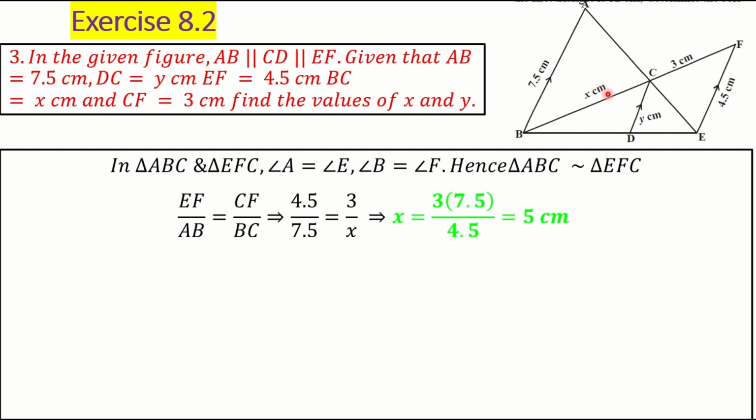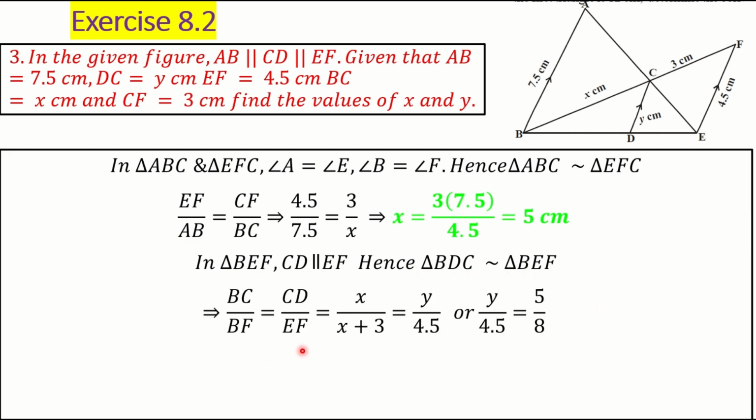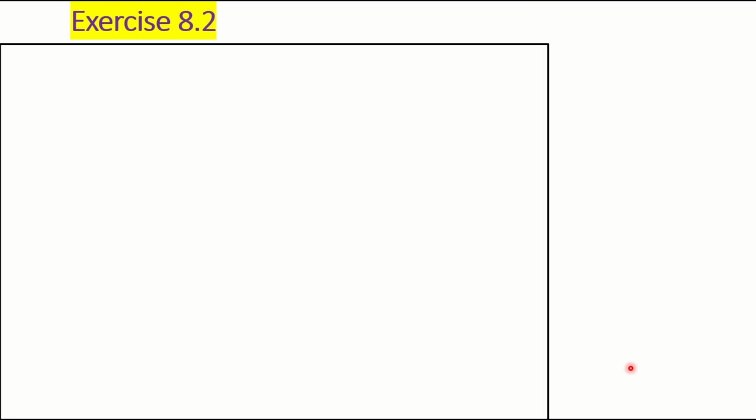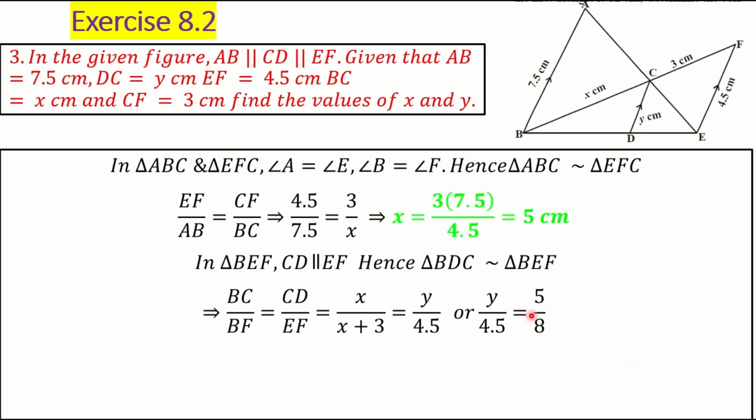Okay. Once you have x, we know that in FBE, these two are parallel lines, so you have similar triangles again, correct? In triangle BEF, CD is parallel to EF, which means BDC is similar to BEF. Now you substitute the remaining values again, and you will get the value of y. Okay, y is equal to around 45 by 16. Okay, next.